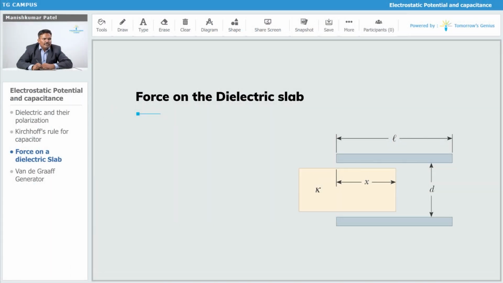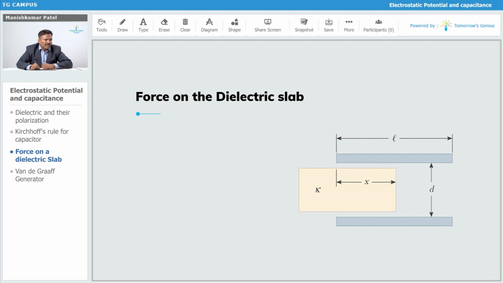Now we have to see what is the force on that dielectric slab. I'm having one dielectric slab over here. For example, you can just consider that the X part of that slab is inserted inside this one, having the dielectric constant K, and the distance between the plates is D.